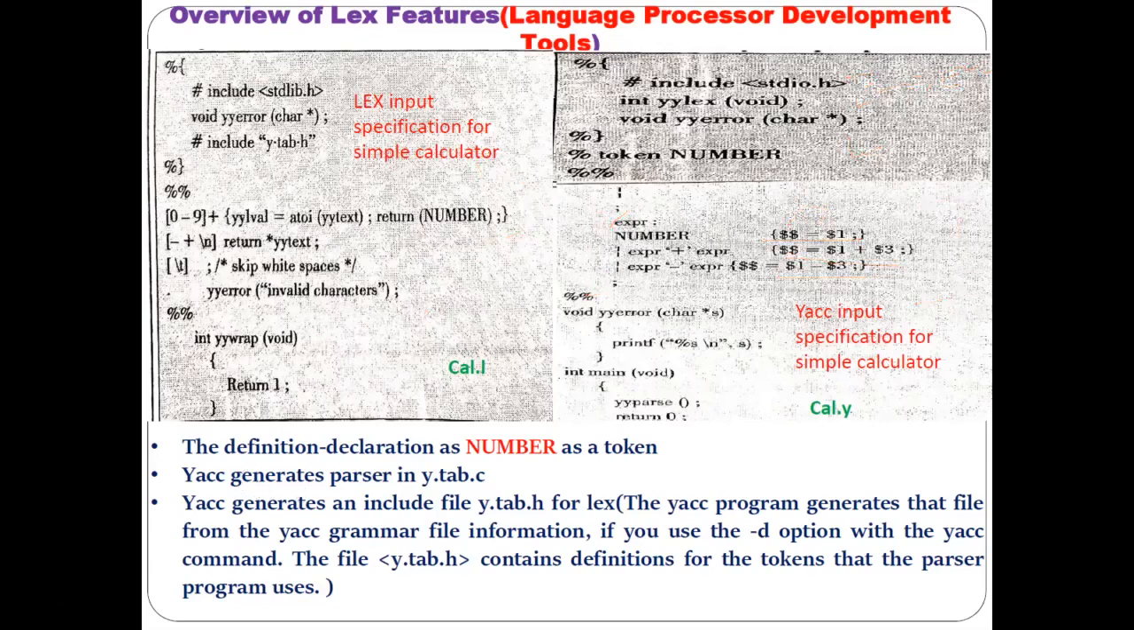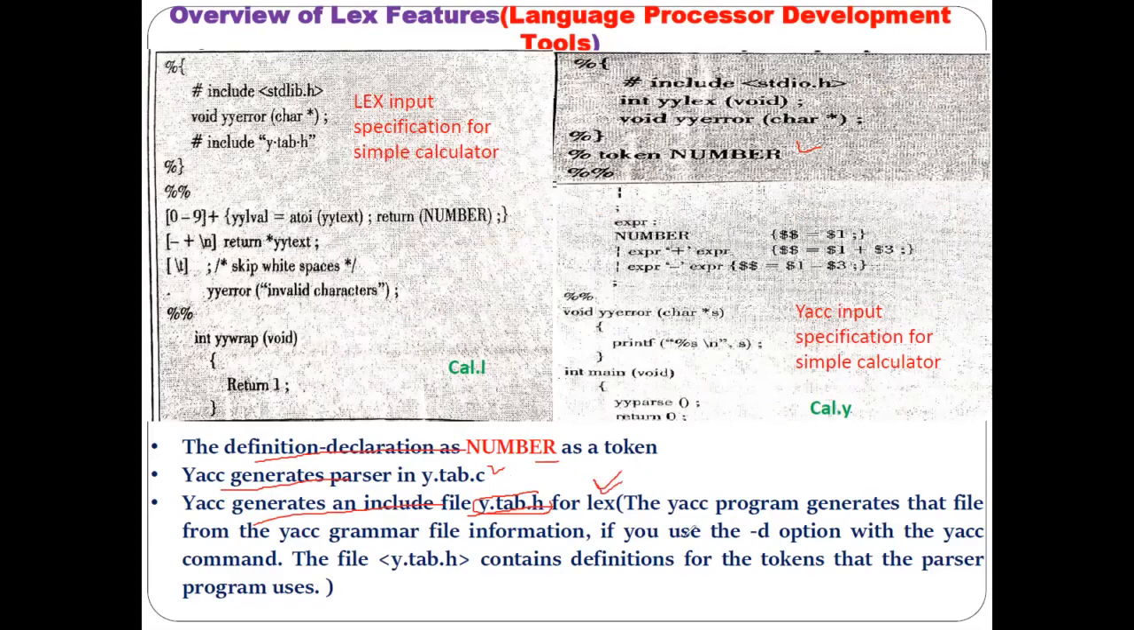The same thing I have written here in words also. The definition declaration as a number, as a token here. Yacc generates the file y.tab.c. Yacc generates another file y.tab.h that I told you. Now this y.tab.h, it is for the lex.